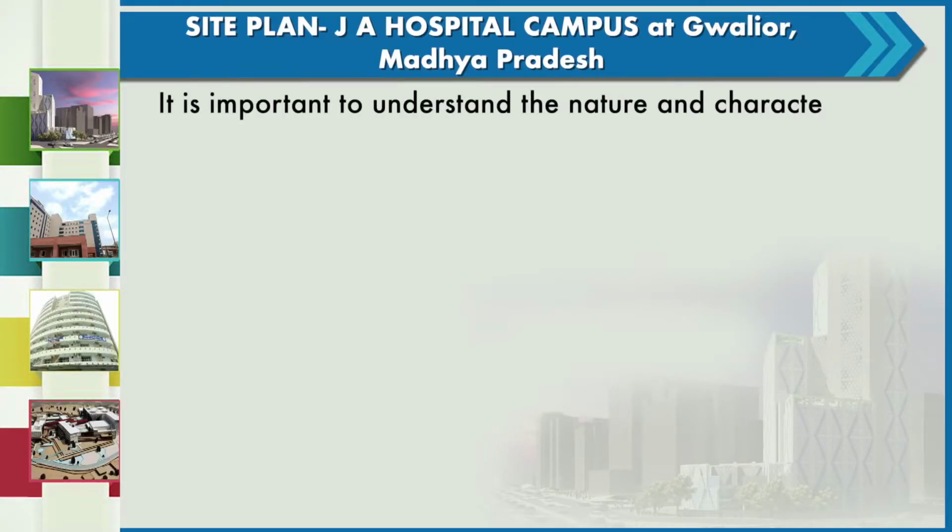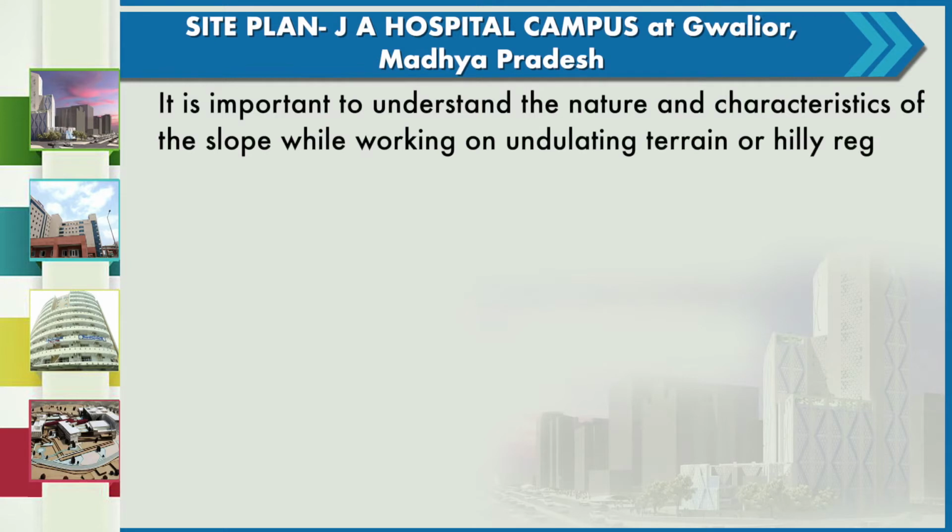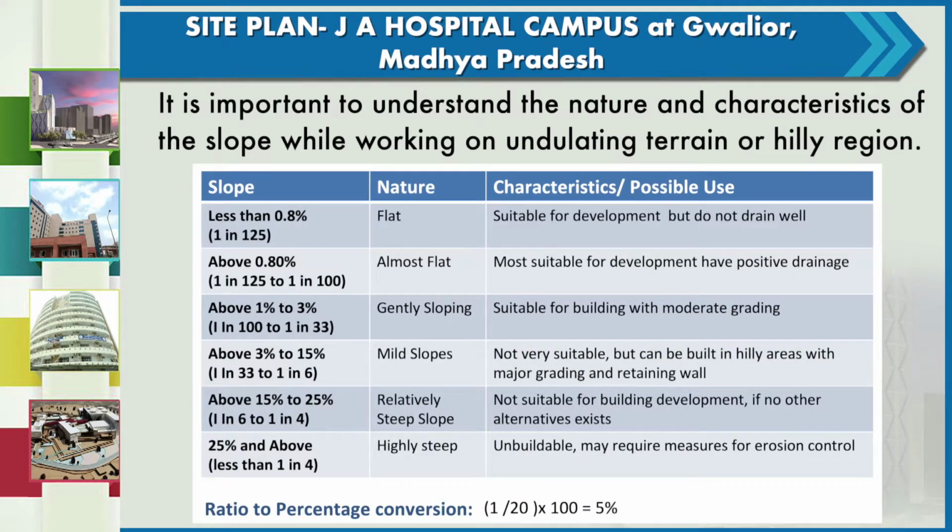Now we'll understand the various slopes, their nature and characteristics and possible uses. The slopes can be categorized into 6 categories. The first is less than 0.8%, which is 1 in 125. They are considered as flat. They are suitable for development, but they do not drain well.